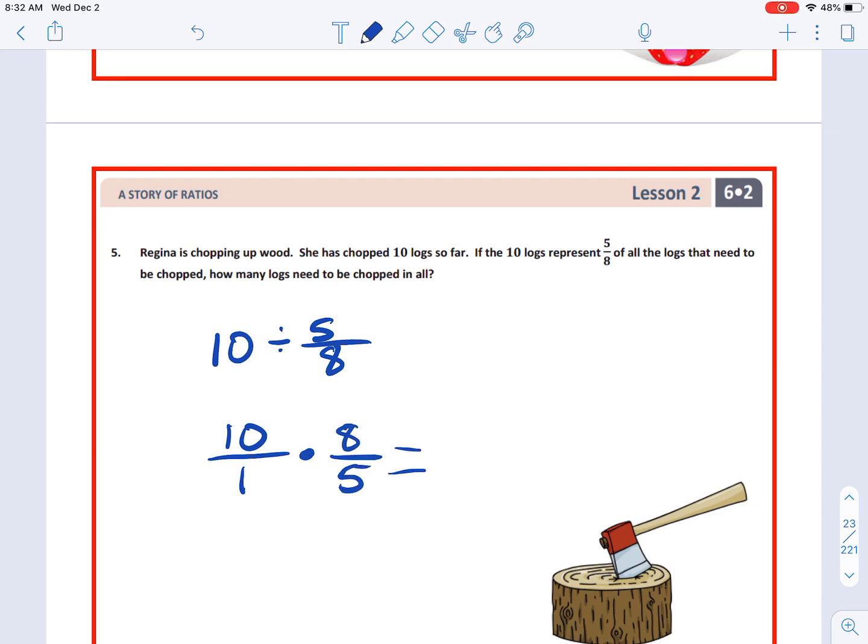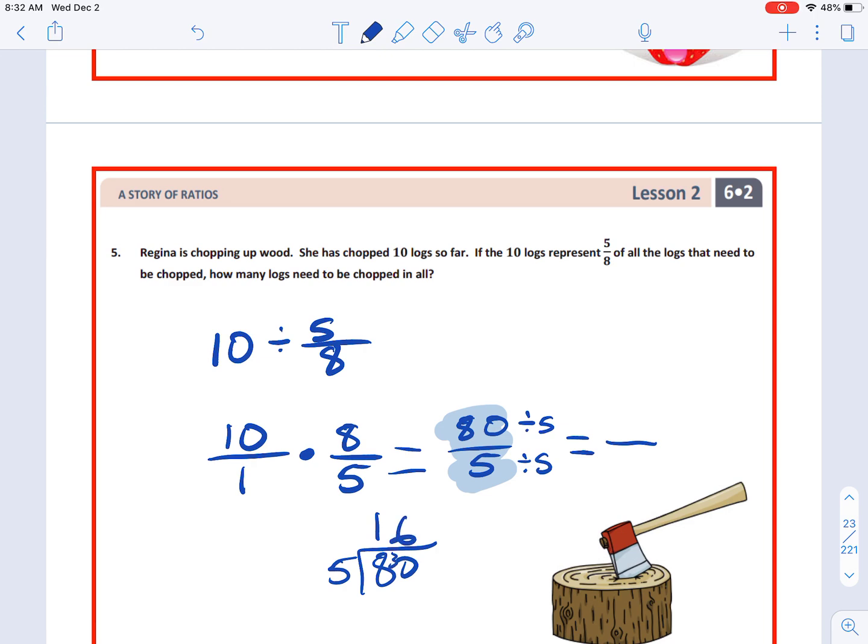And then multiply across. Okay, I have 80 over 5. Now we have to simplify this. Both of them can be divided by 5. So 80 divided by 5 is 16, and 5 divided by 5 is 1. 16 over 1 is equal to 16, and that is my answer.